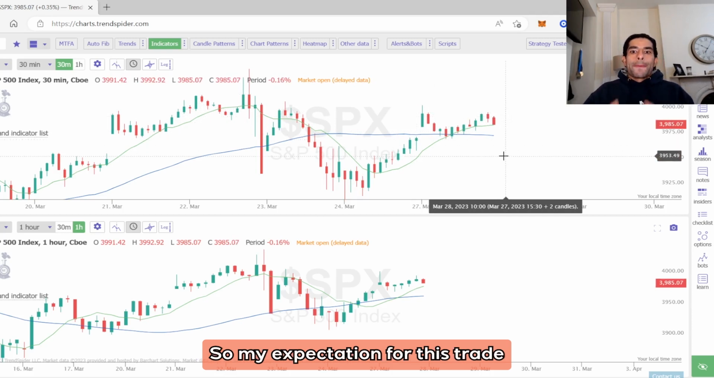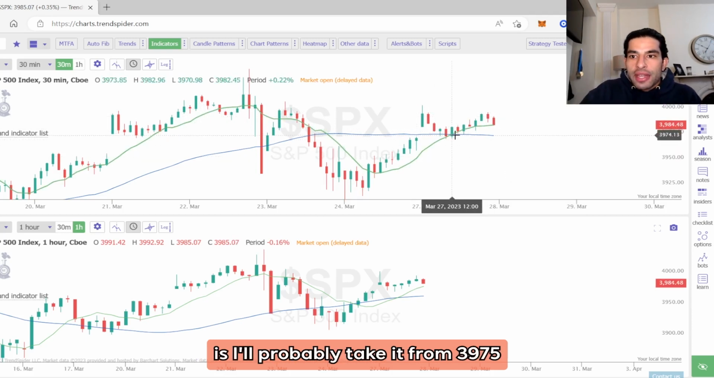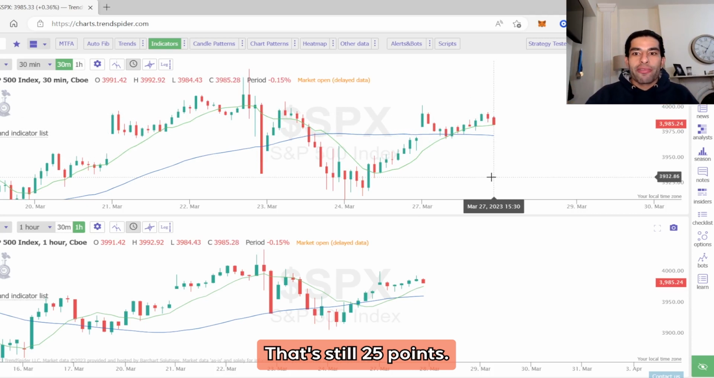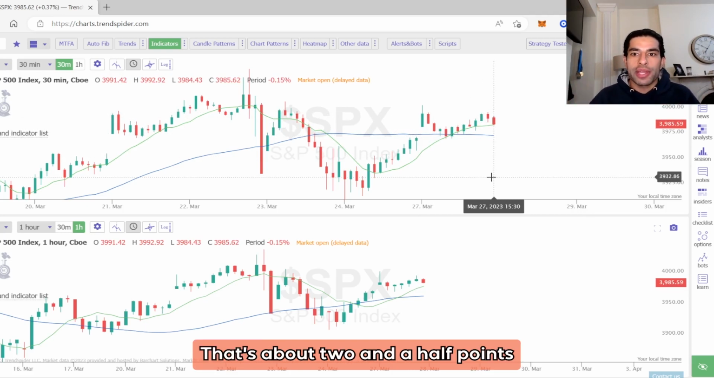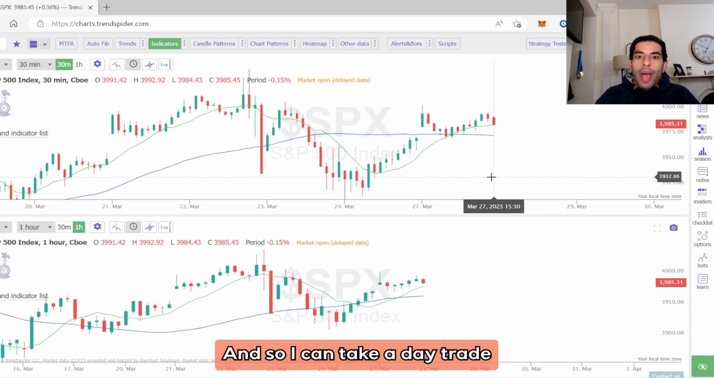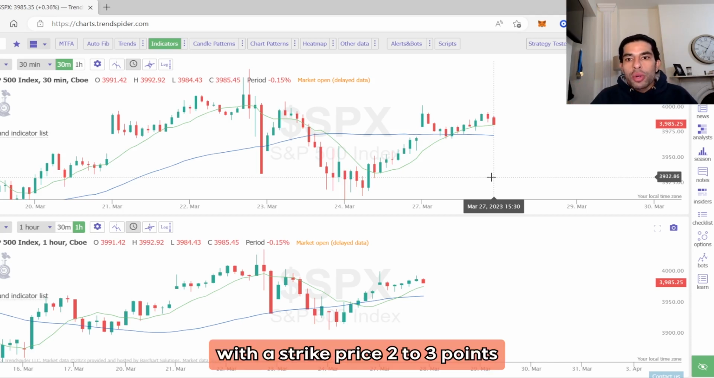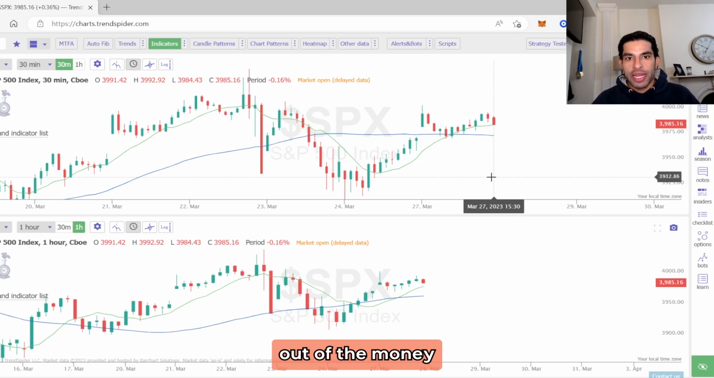Okay, so my expectation for this trade is I'll probably take it from 3,975 up to 4,000. Perfect. That's still 25 points. That's about 2.5 points on SPY. And so I can take a day trade with a strike price 2 to 3 points out of the money, because I know exactly what I'm targeting.